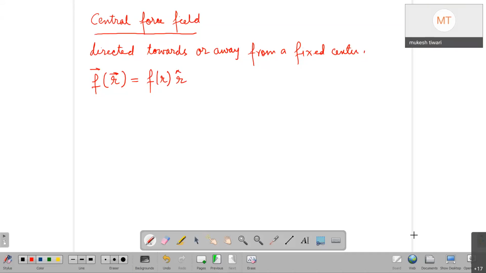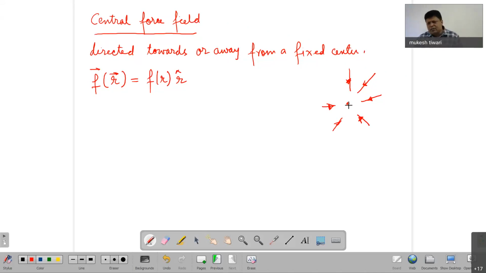You can imagine such kinds of fields this way: there is some center, let it be the center of the universe, and then these fields are directed towards, or away from, this fixed center. The functional form is some function of the distance of the point from this center, and the direction is the direction along that line. So that's the definition of a central field.